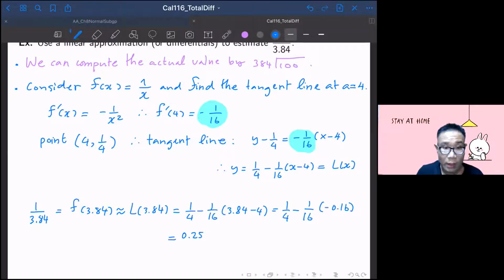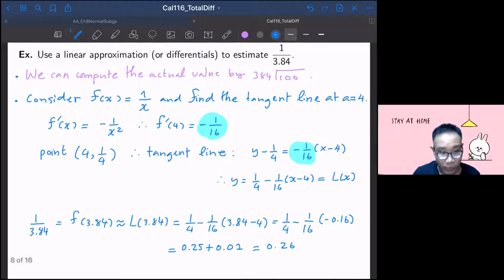And this guy, you see that I can do this one without using any calculator at all. And you see this one is going to be plus 0.01. So this guy will be 0.26. Okay, so this one will be the approximation that I have for 1 over 3.84.